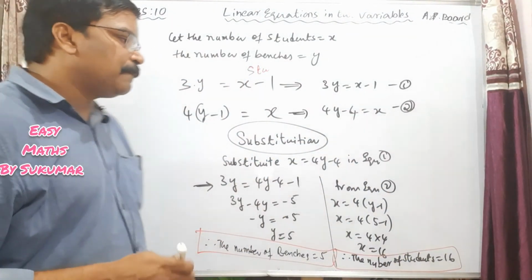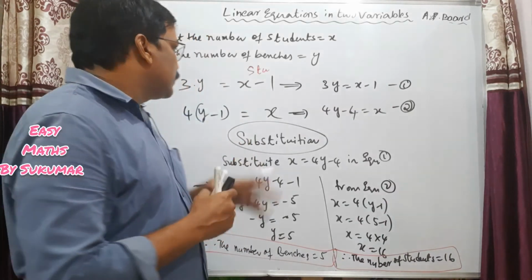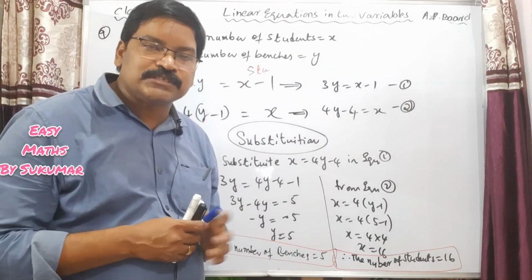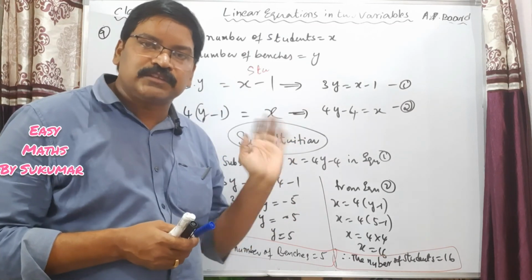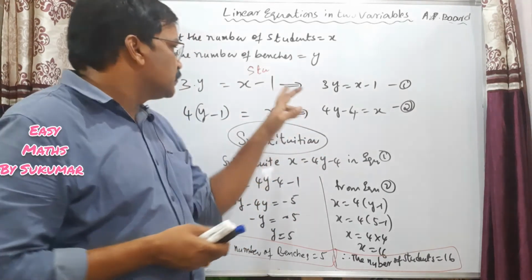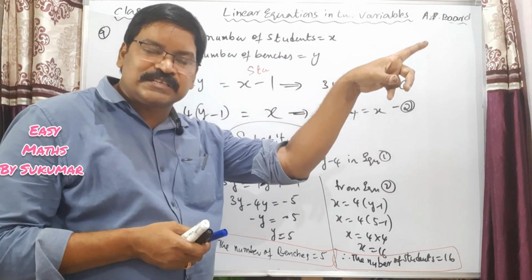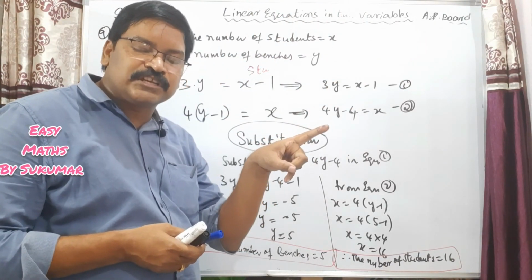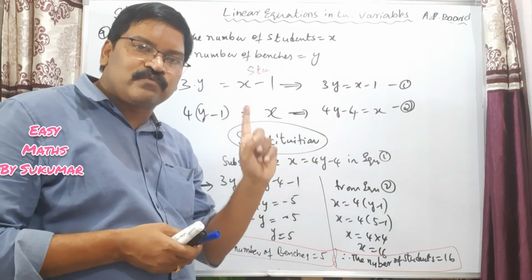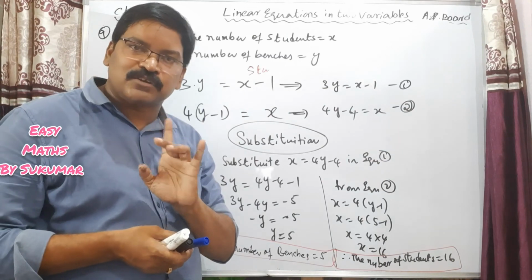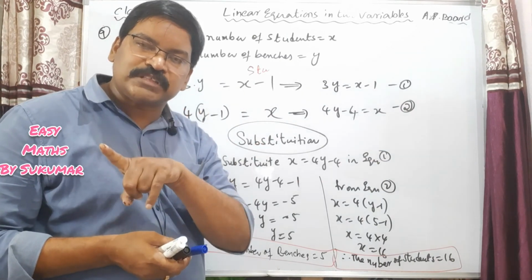Okay. According to the first case, if 3 students sit on each bench, the number of benches is 5. 3 into 5, 15. So 1 student will be left. Actually the number of students is 16, but 3 students sitting on each bench means 3 into 5, that is equal to 15. So 1 student is left. Yes or no? 15, actual strength is 16.